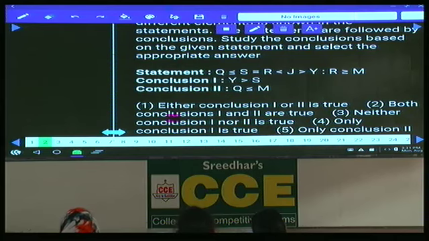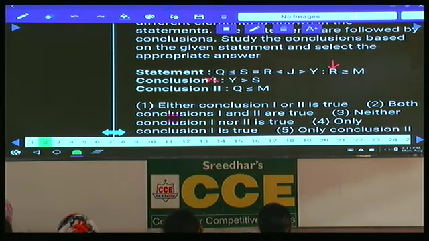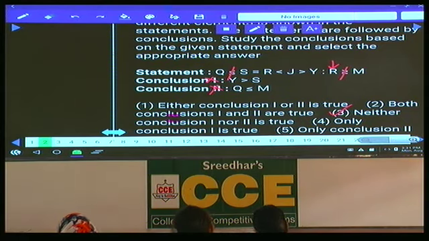Conclusions were given. Now the relation between S and Y. Between S and Y, there is one lesser than and one greater than, two opposite symbols, so no relation here. And the second one, Q and M. Now what is the letter which is common here? R is common. Q lesser than or equals to R greater than or equals to, lesser than, greater than, two opposite symbols, this is false. And so neither 1 nor 2, that is choice 3.